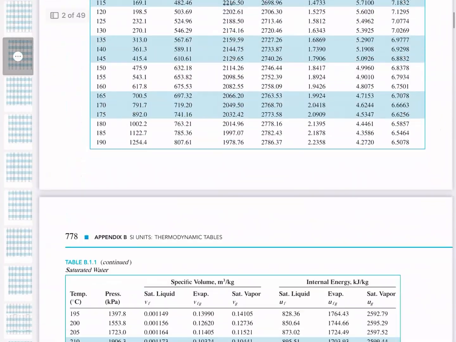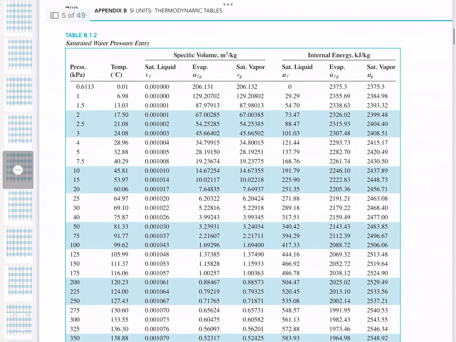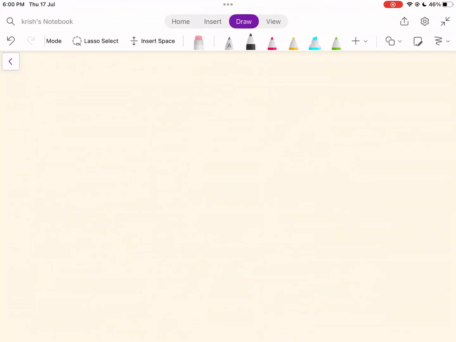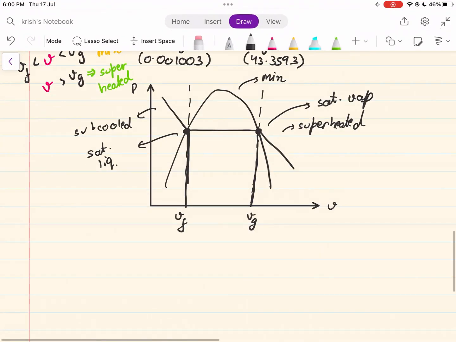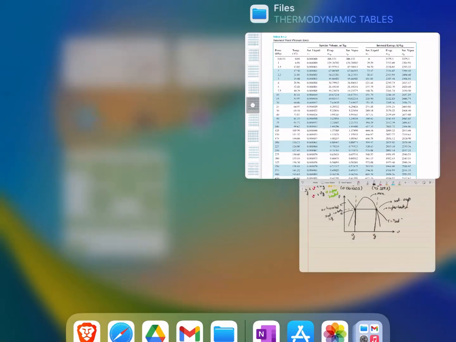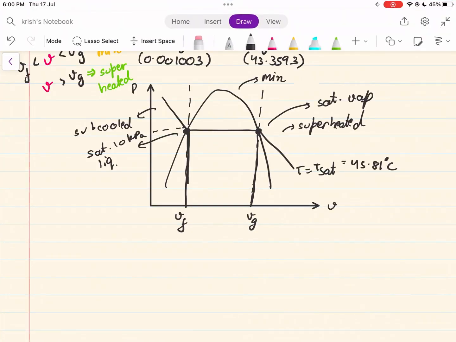Now let us go to B12 and let us grab any value of pressure. Let's take 10 kilopascals of pressure. So this is the 10 kilopascal line, and the corresponding T is the Tsat, which from the table at 10 kilopascals we can see is 45.81 degrees Celsius.